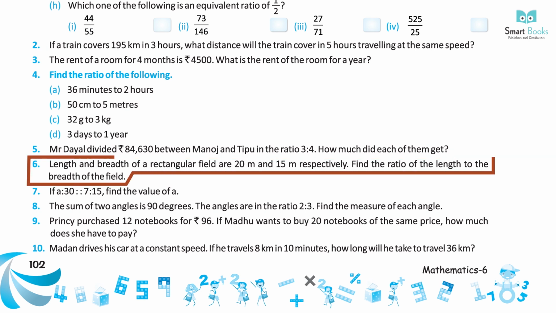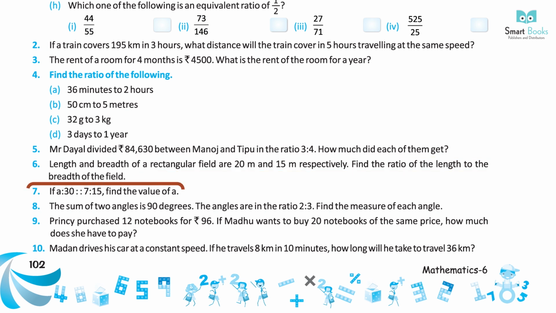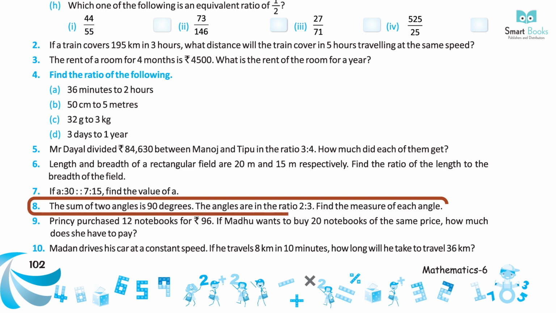Question 6. The length and breadth of a rectangular field are 20 meters and 15 meters respectively. Find the ratio of the length to the breadth of the field. Solution: 4:3. Question 7. If A:30 is to 7:15, find the value of A. Solution: A equals 14. Question 8. The sum of two angles is 90 degrees. The angles are in the ratio 2:3. Find the measure of each angle. Solution: 36 degrees, 54 degrees.